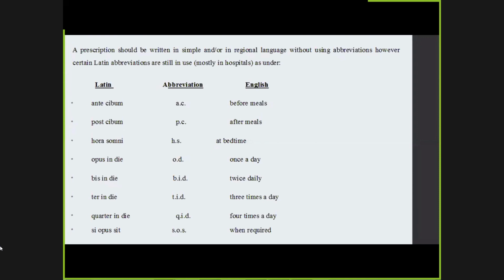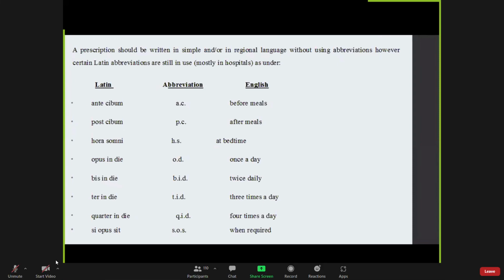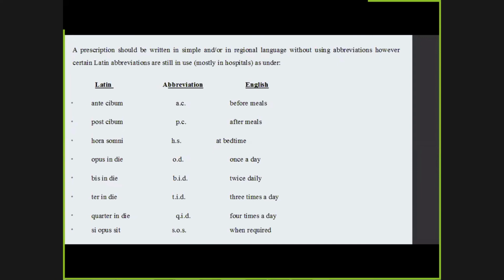Then is hora somni or HS. HS meaning at bedtime. Omni die, bis in die, ter in die and quarter in die. So OD, BID, TID and QID. They imply once a day, twice a day, thrice a day and 4 times a day. Once, twice, thrice and 4 times a day.